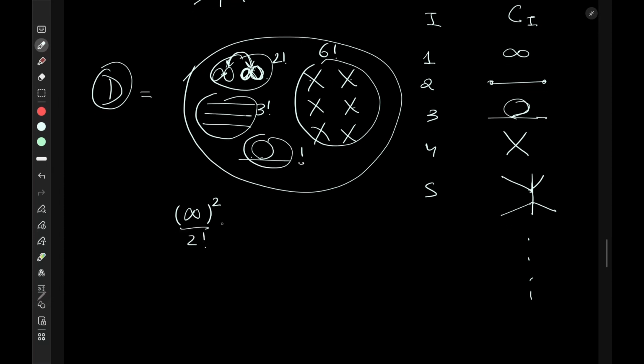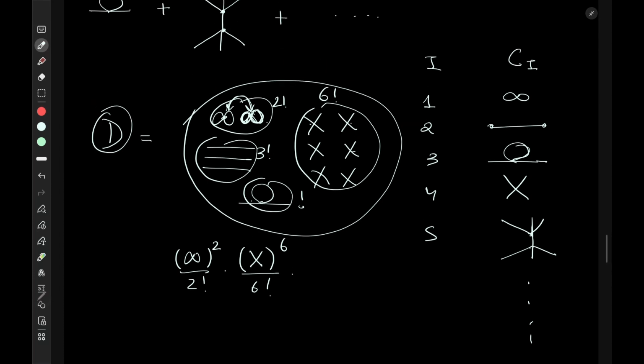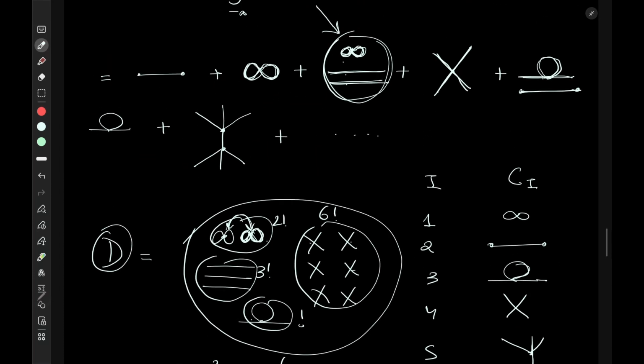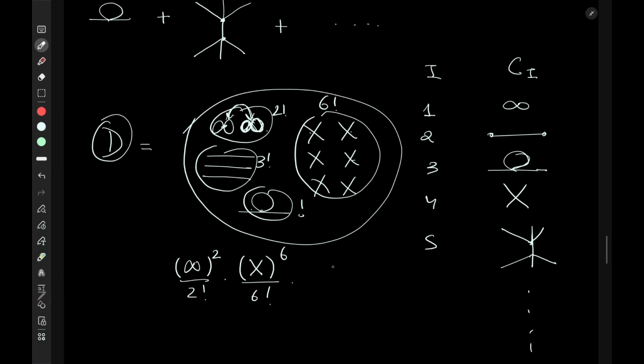So that's why I'm putting a 2 factorial here. And this diagram, the one with X, there are 6 factorial ways to reshuffle this. So this diagram uniquely is this one, times, because remember the diagram was a product of the disconnected one, times this one, which is a line, and there are 3 of these, so I am cubing it over 3 factorial, and then finally this diagram, which is only 1 over 1 factorial.